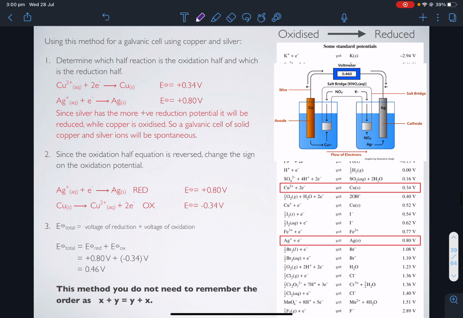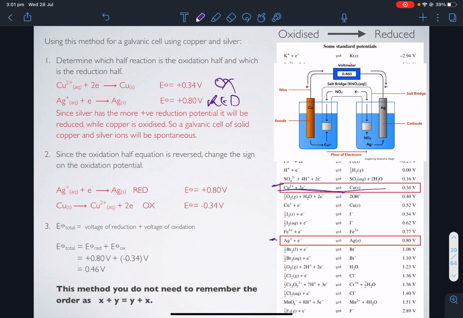So copper and silver, let's find them. I've highlighted them here, silver and there's copper. Since silver has the most positive reduction potential, it's being reduced, and copper's being oxidized. So since silver has the more positive reduction potential, it will be reduced while copper is oxidized, or we're doing the reverse reaction as what's on the reduction table there.